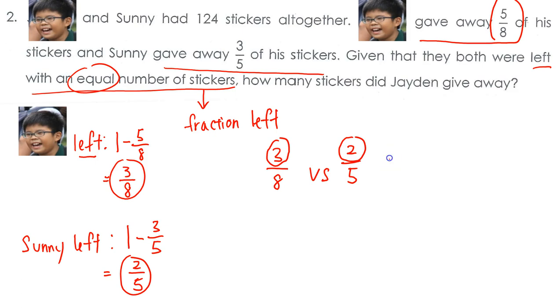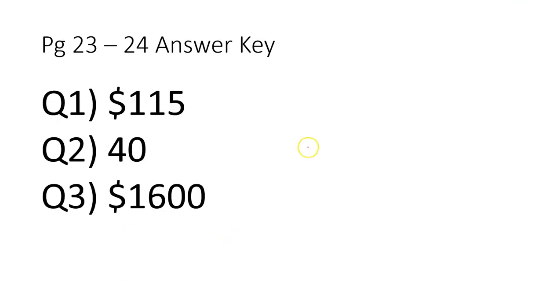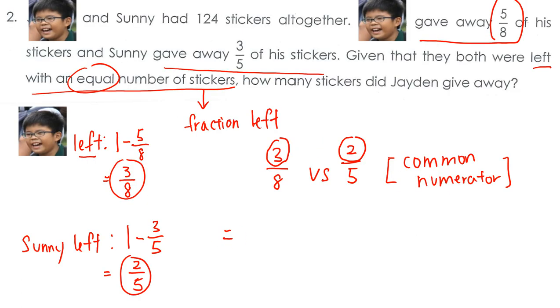So what I'm going to use now is a method that some of you have remembered using before. It's called the common numerator. Why do I get to use the common numerator method? Because at the end of the day, I know that both of them have an equal number of stickers left, which means that they are supposed to have equal numerators. 3 and 2 are not the same numerator, so I can expand them to make the same numerator of 6. 6 is their common numerator.